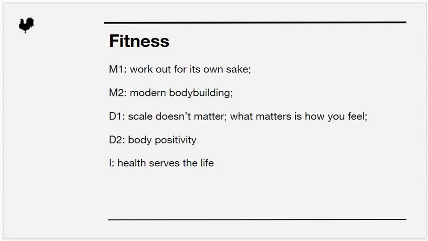The D1 approach to fitness would be, hey, your scale doesn't matter. It's really more how you feel about yourself. And this kind of bleeds into the D2 approach, which is body positivity. You can be 300 pounds unhealthy. Who are you to say? And the I approach is you are healthy or you partake in a fitness regimen to live a better life. It's not one as opposed to the other, which is what modern bodybuilding gets into. You go and work out for the sake of making your life better.